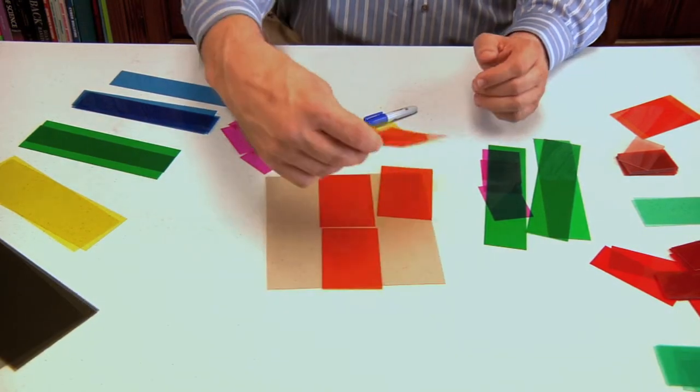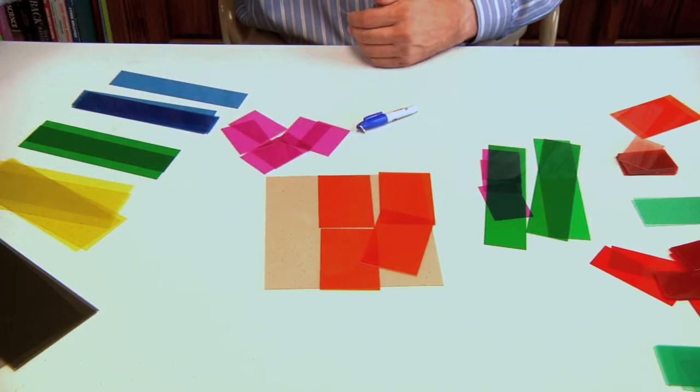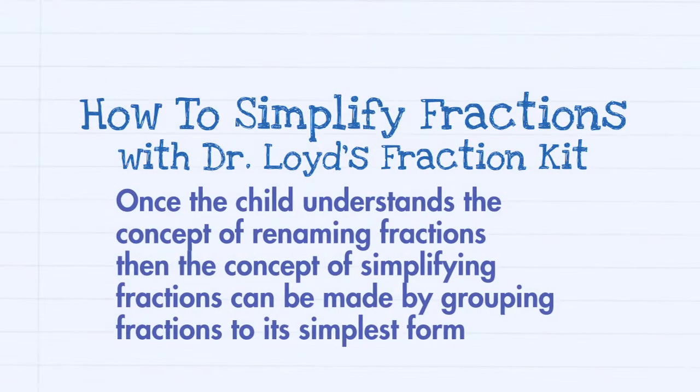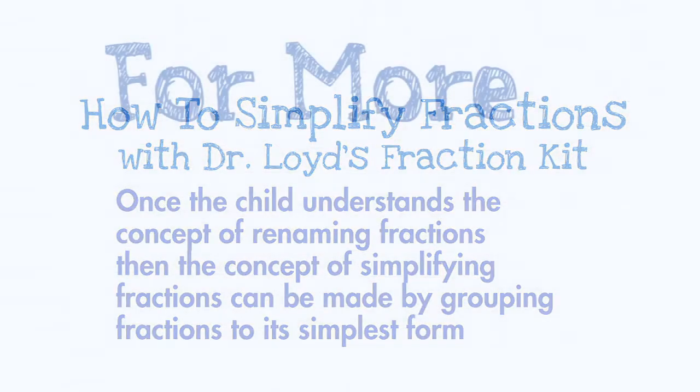Once you have some experience with this idea of renaming the fraction and accumulating pieces into groups of larger size, then this algorithm is easier to do because you understand why the numbers go where they go, why you do what you do in the order in which you do it. That's simplifying fractions.